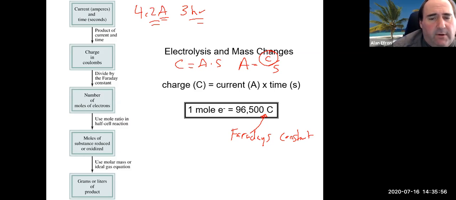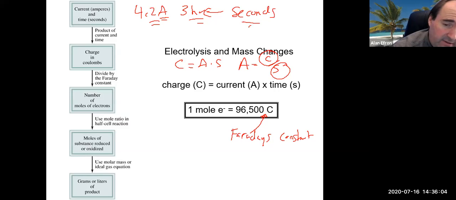So typically what you want to do is, because an amperage is in seconds, whatever time they give you, you typically want to convert to seconds. So everything cancels out in terms of units. And once you do that, you will basically get the charge that is there. And then you could use the charge in coulombs and Faraday's constant to figure out how many moles of electrons that you have.